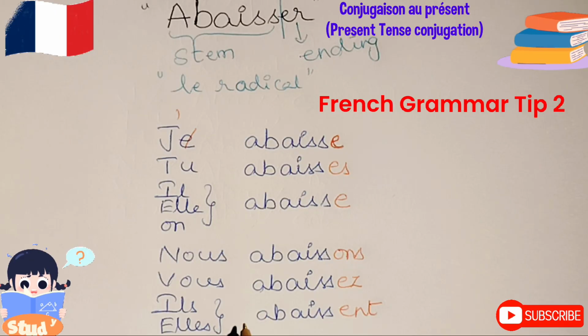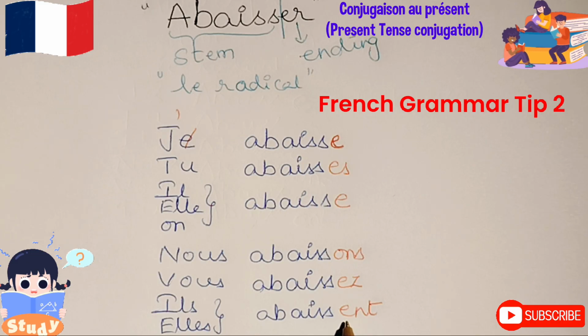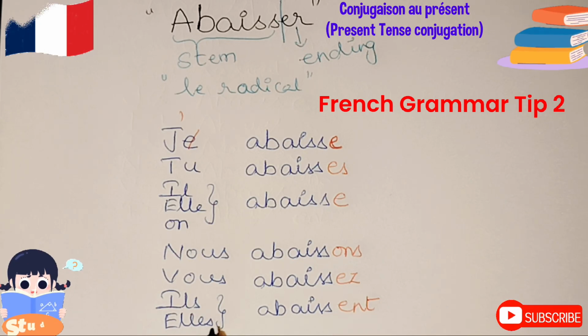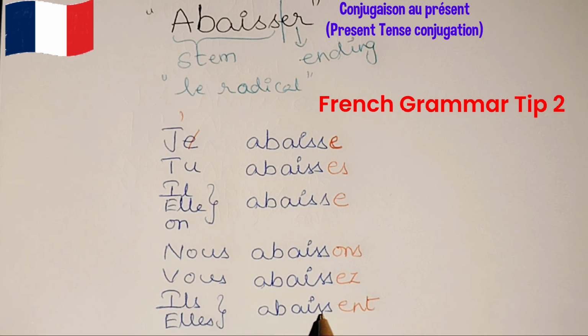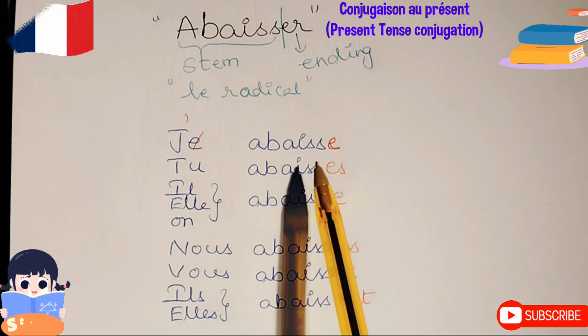Here, another important French grammar rule is le terminaison ent à la fin ne se prononce pas. In this conjugation, the ending ent is always silent, so it should not be pronounced. So we read ils abaissent, elles abaissent. We only pronounce until here and then the ending is not pronounced. Maintenant, on répète encore une fois.